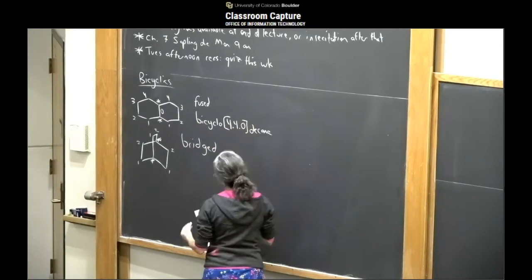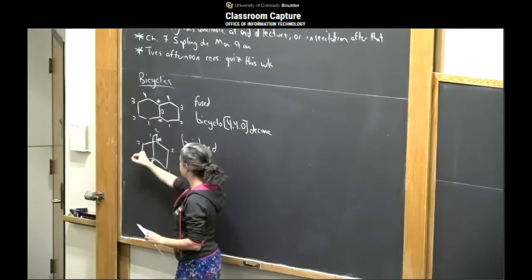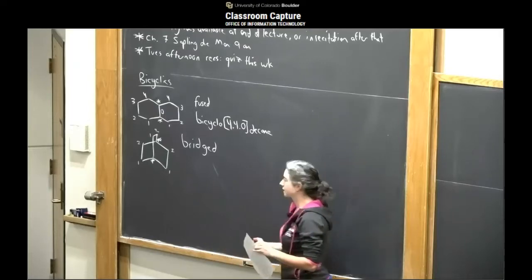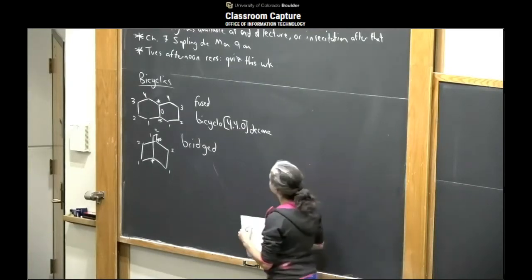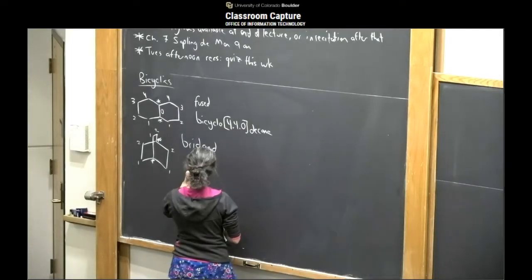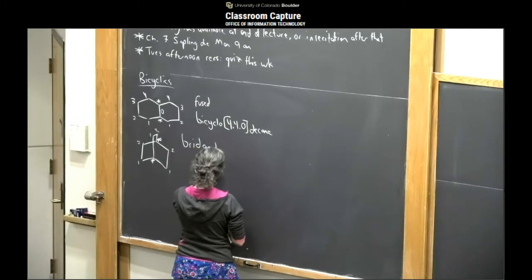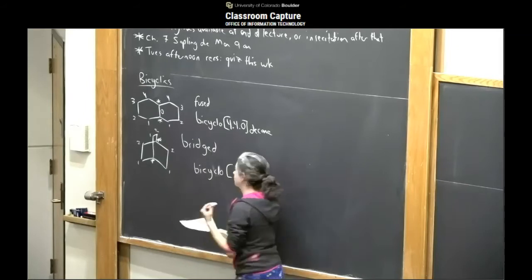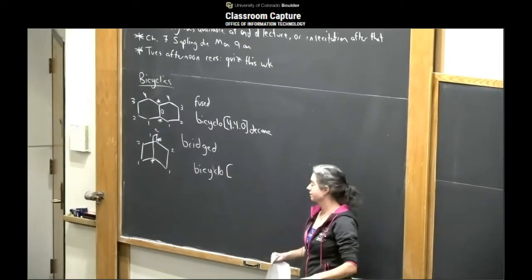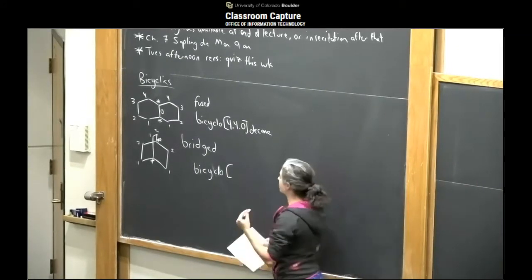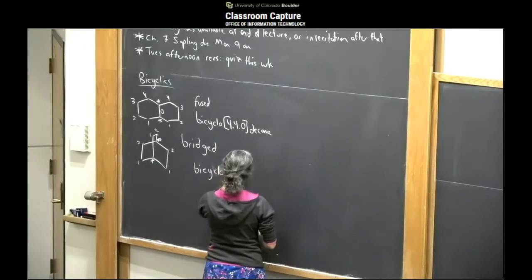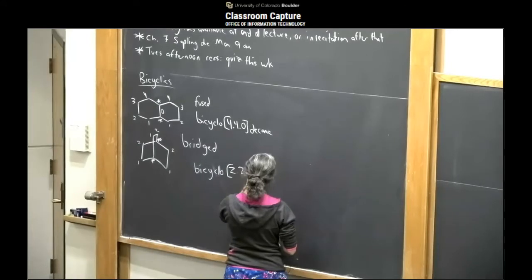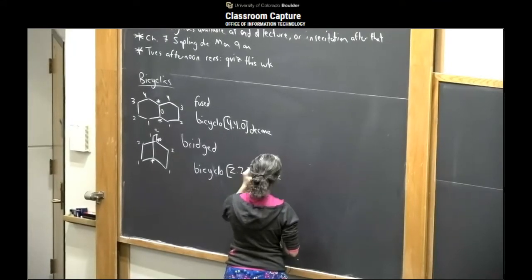decane. This one has a total of 1, 2, 3, 4, 5, 6, 7, 8 carbons. So we'd name it as bicyclo something octane. And again, we're going to list it by the 3 different routes in descending order separated by dots. So 2.2.2, bicyclo 2.2.2 octane.